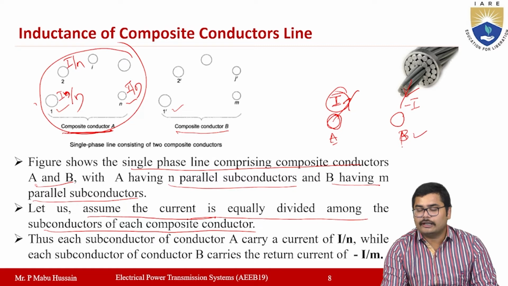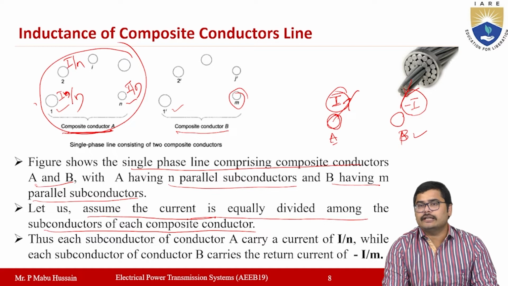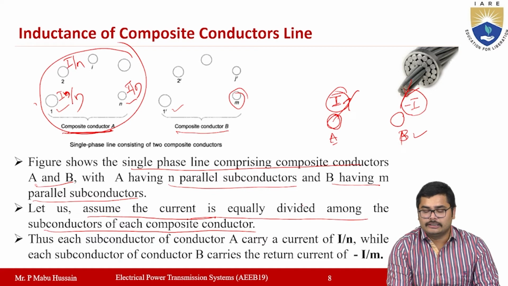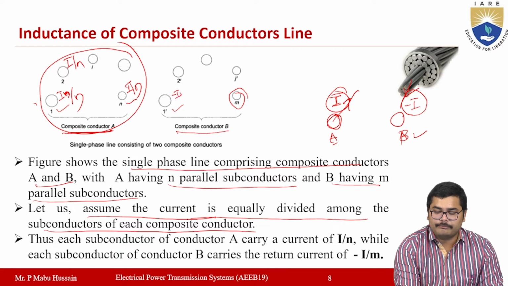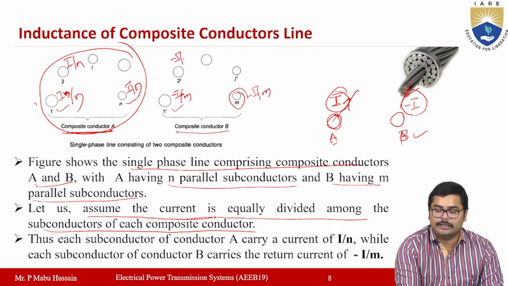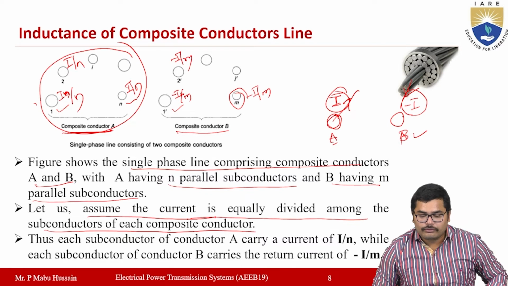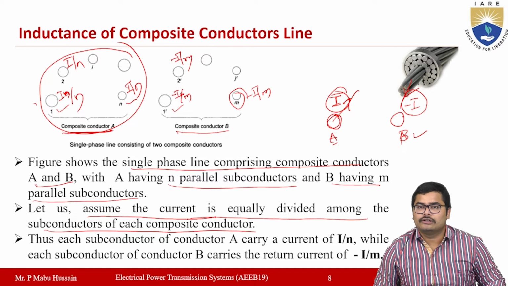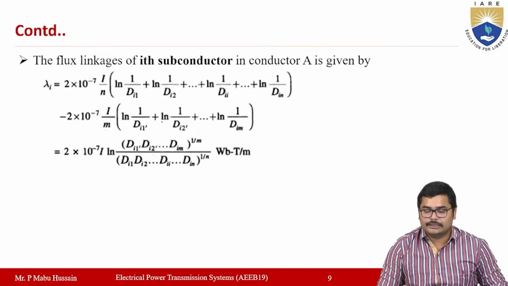Now in conductor B, you are having m subconductors. The current flowing in conductor B is the return current, which is minus I. If this minus I is divided equally among all the conductors, then the current flowing in each subconductor in conductor B will be minus I by m. Now we have to develop the flux linkage equation for conductor A as well as conductor B.